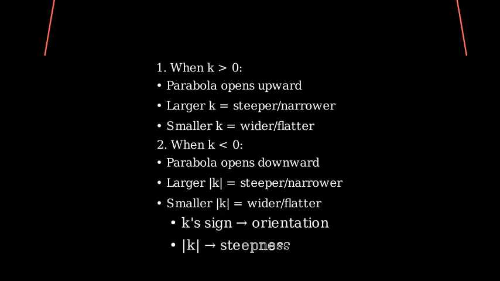Remember, the constant k determines both the orientation and the steepness of the parabola. The sign of k tells us whether the parabola opens upward or downward, while the magnitude of k tells us how steep or wide the parabola will be.